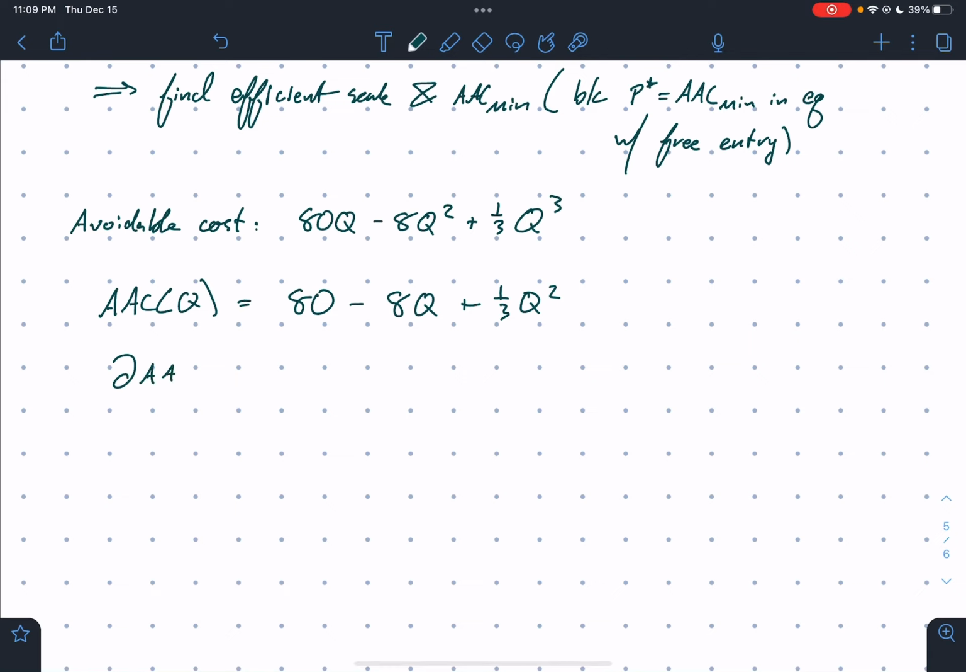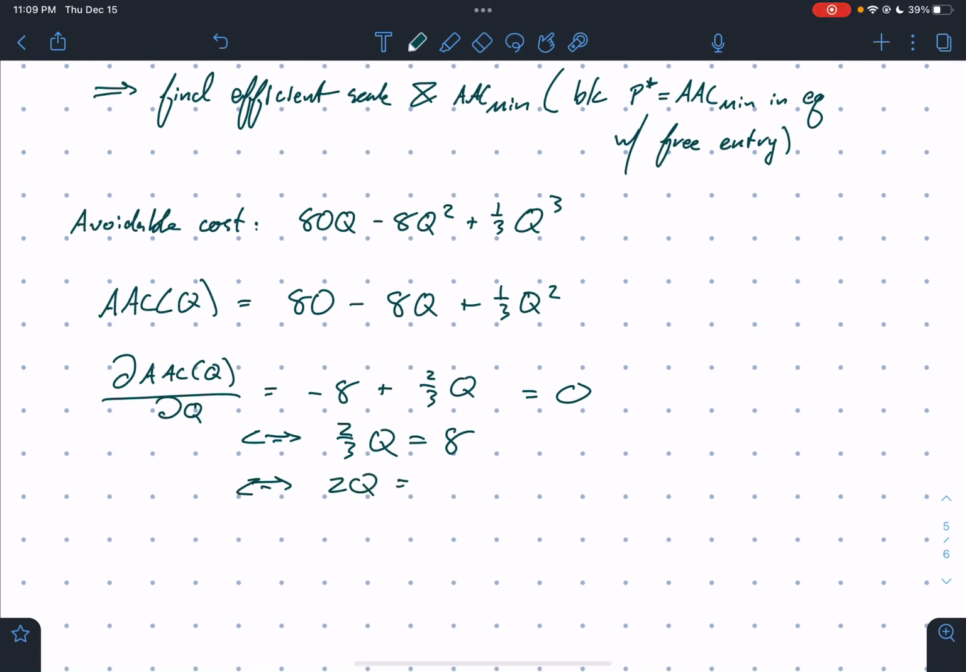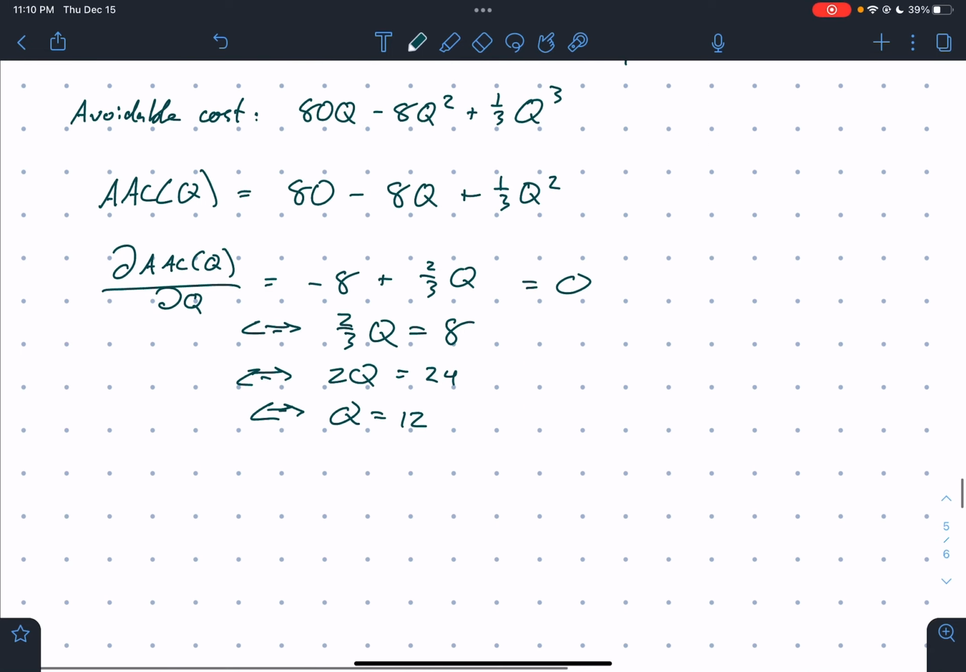So I'm going to take the derivative. This will be equal to -8 plus 2/3 q. I'm going to set this equal to 0 because I want to find the minimum. So this means 2/3 q is equal to 8. In other words, 2q is equal to 24, which implies that q is equal to 12. All right, so this is the efficient scale.